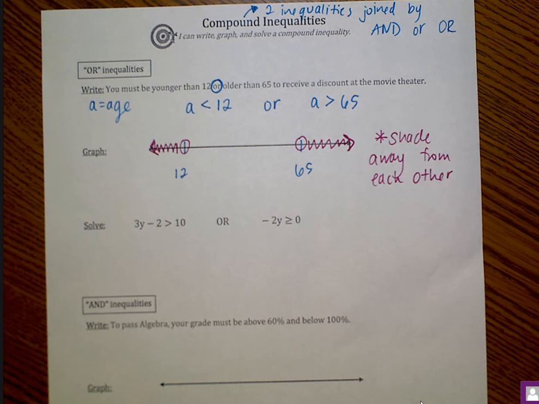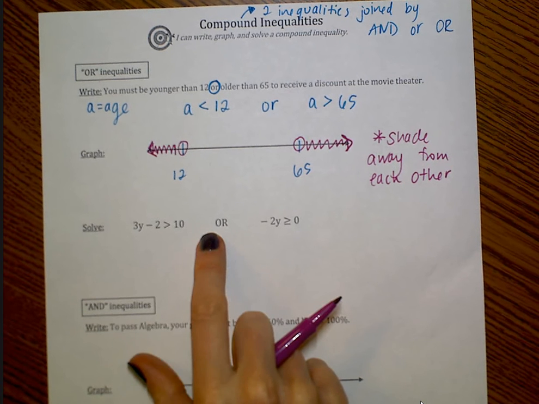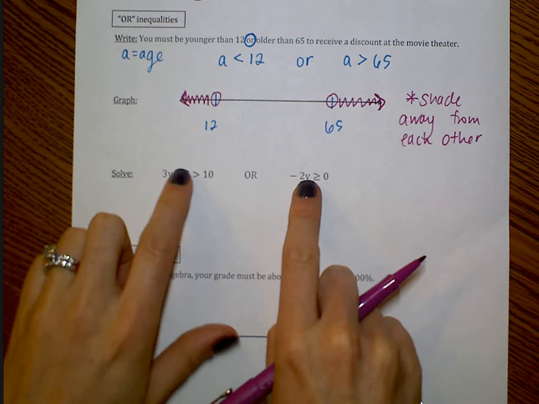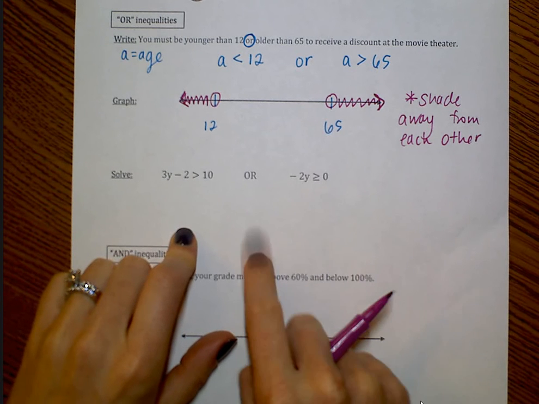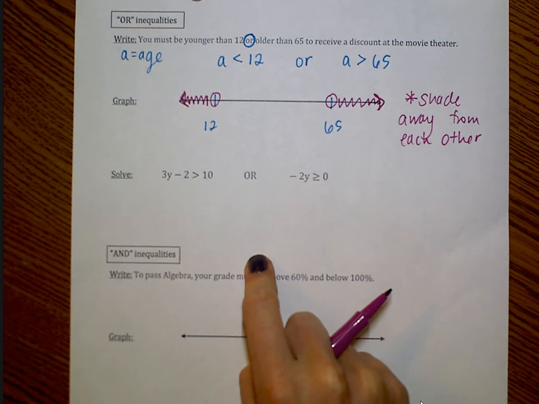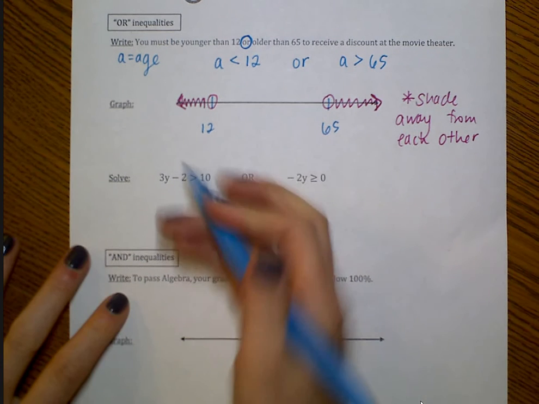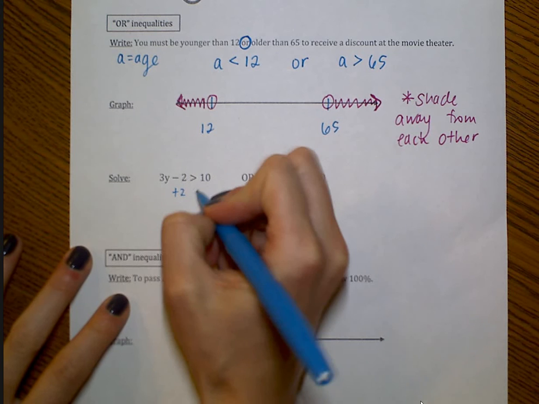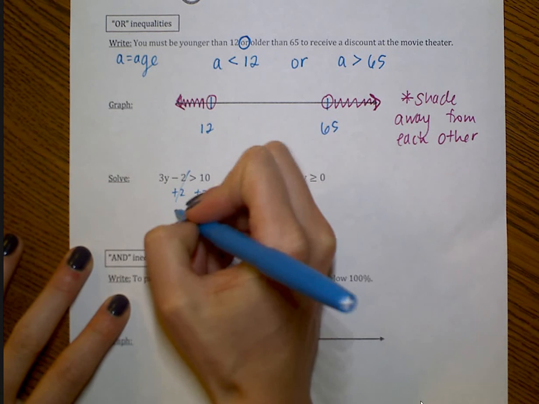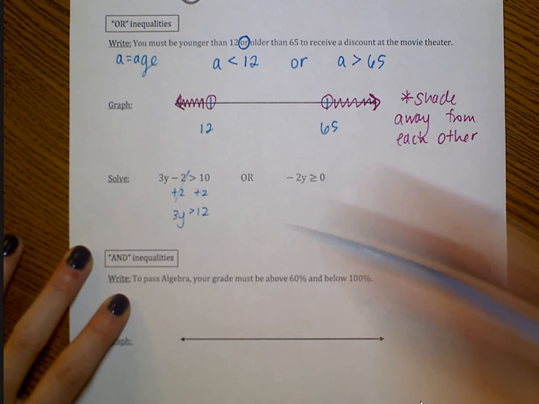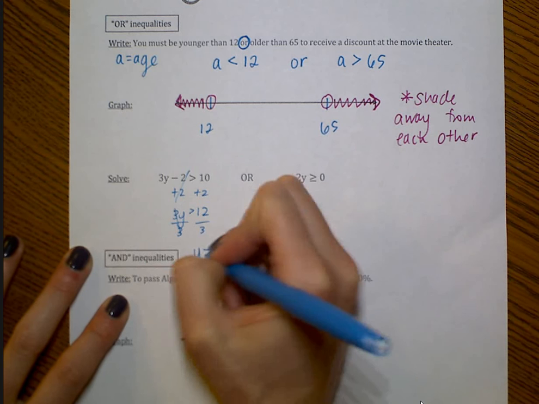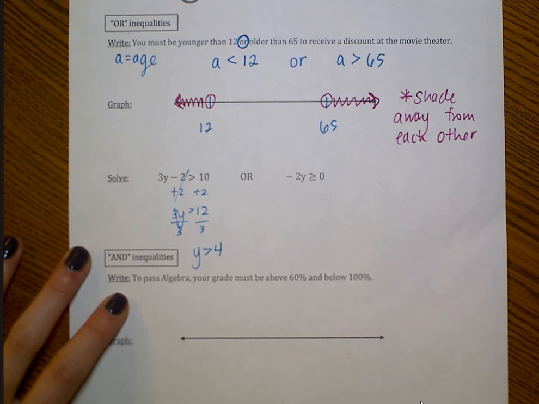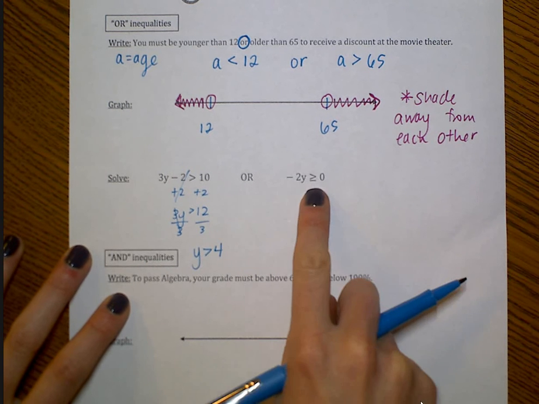For the solving, that's the third part of this, and really, this isn't that bad. It's just kind of like two problems in one. So I'm going to solve this one for y, and then solve this one for y, and then put an or in between my two answers. The first problem, I'm going to add 2. And I've got 3y is greater than 12. Then divide by 3, and y is greater than 4. I'm going to come over here and solve this one by dividing by -2.